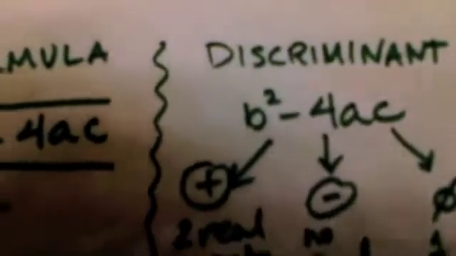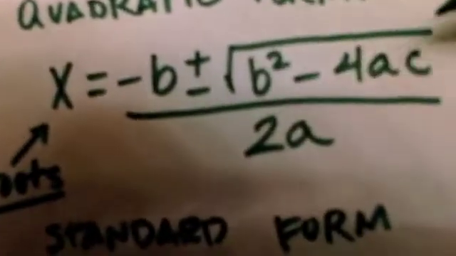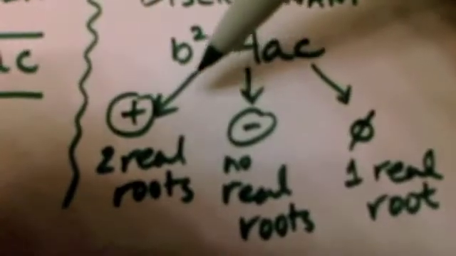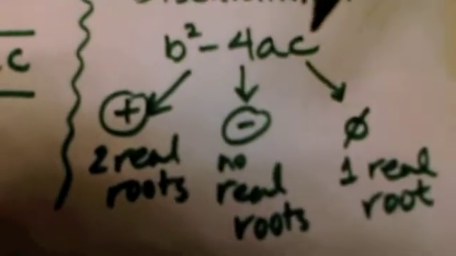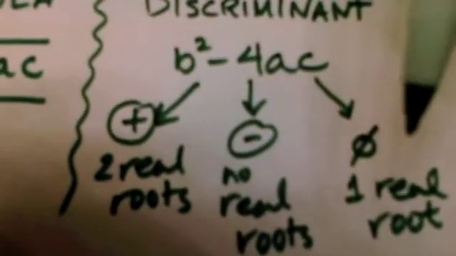Also, in this equation is the discriminant. The discriminant is underneath the square root sign right here. The discriminant can tell you three things about a quadratic equation. If the discriminant, once you evaluate it, is positive, there are two real roots. If it is negative, there are no real roots. And if the discriminant is 0, there is one real root.